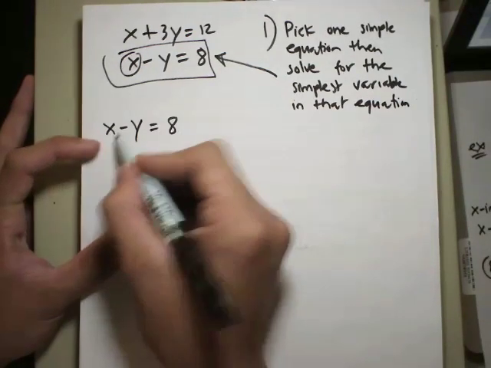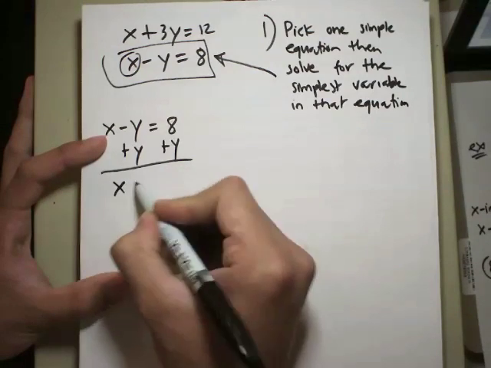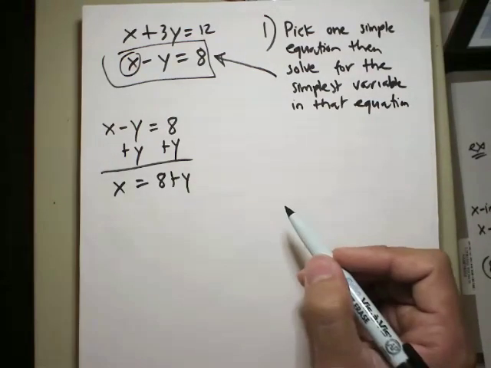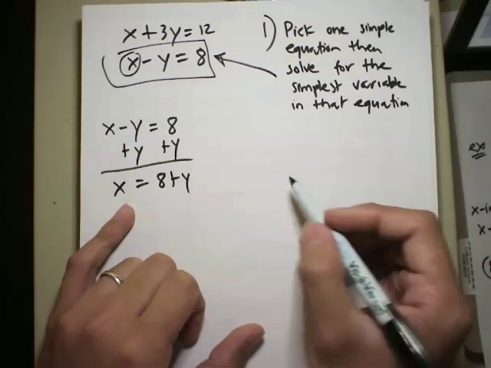So if I want to solve for x, I would be adding the y over. So that means my equation now becomes x equals 8 plus y. Why is it so important for us to write it in one variable? Because remember, this is called the substitution method.